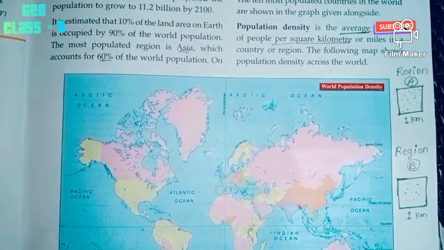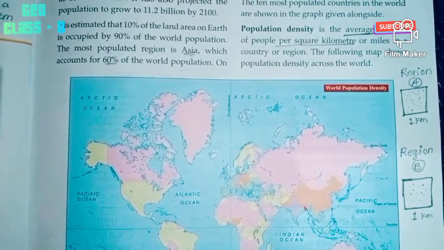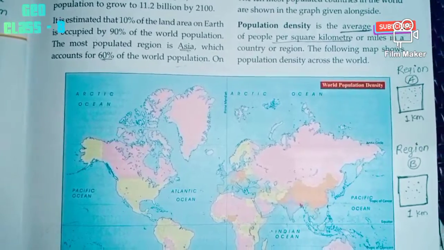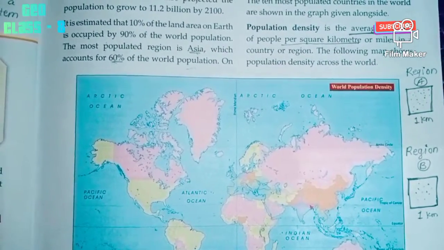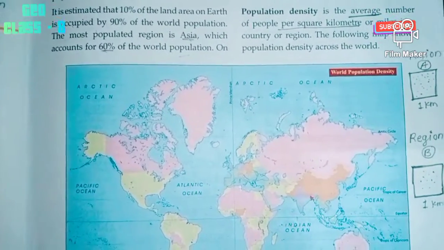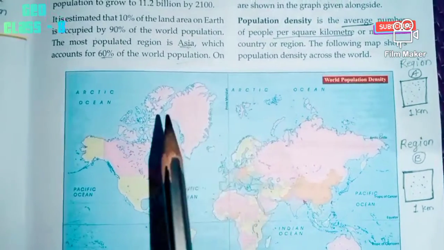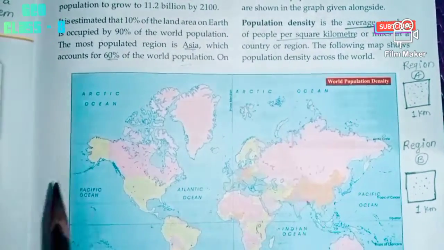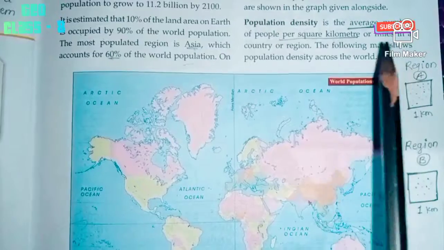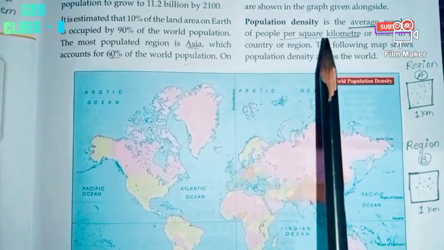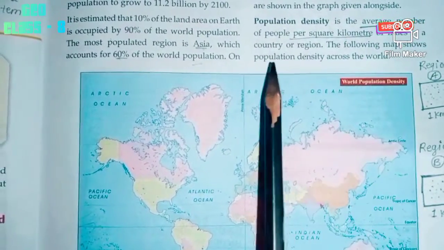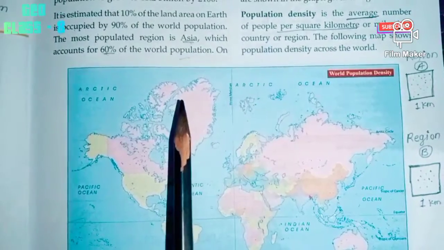Welcome back, dear students, in the second part of population dynamics. Today we'll be discussing population density. Try to understand the concept. Density means the average number of people per square kilometer or mile in a country or a region.